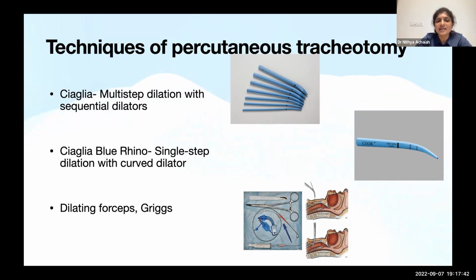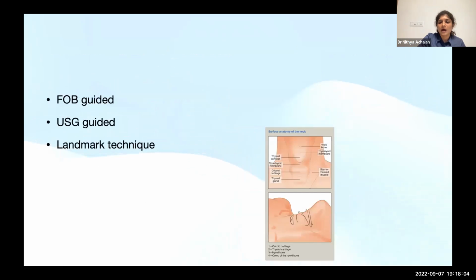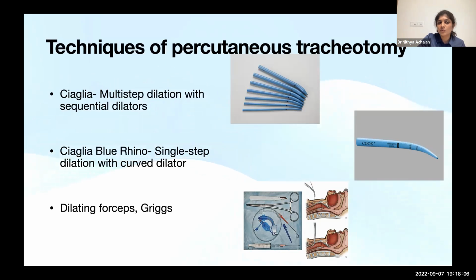The other technique is using the dilating forceps called the Griggs forceps. So here a guide wire is put and over that the Griggs forceps is passed and then the trachea is dilated. Here sometimes the trachea may be opened too much because we don't have a dilator per se, we have to dilate with the dilating forceps. So out of these three techniques, the most commonly used is the Ciaglia blue rhino single dilator technique.